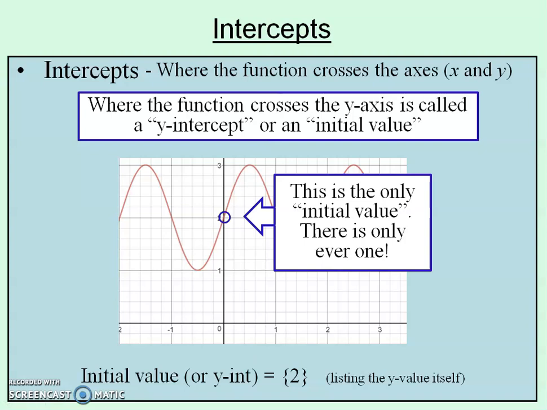So that's it for domain, range, and intercepts. And there will be another video on the other properties.